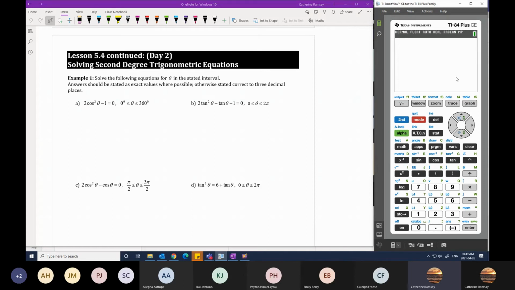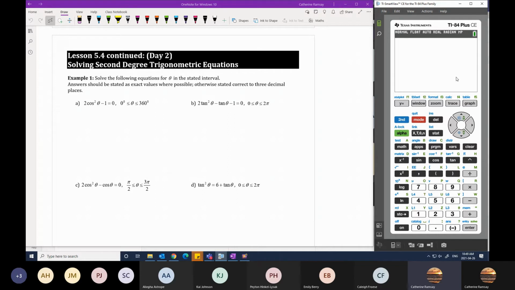So now we're going to be doing a little bit more. If it's an exact value, we're going to know our exact values. If it's a calculator question, then we're going to go over how to do this on the calculator here. All right, so let's get started.